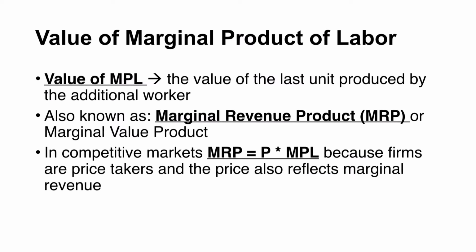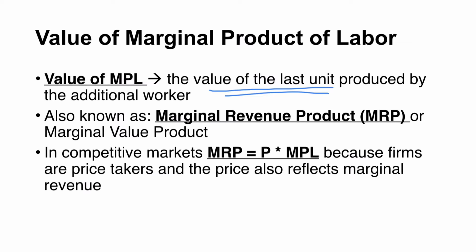So what does that tell us in terms of demand for labor? Well, let's think a little bit more about what the value of the marginal product tells us first. The value of the marginal product, as we have said, is the value of that last unit produced by the additional worker. In some ways, in some textbooks, this is also called the marginal revenue product or the marginal value product.